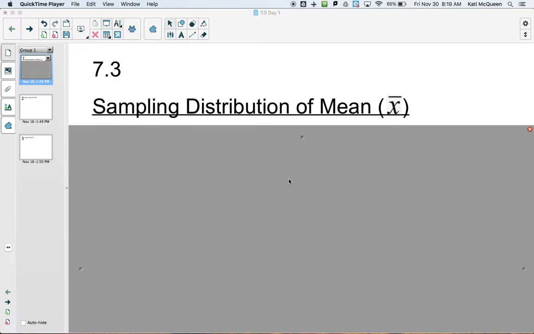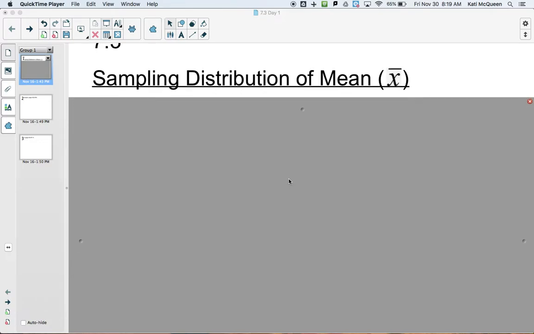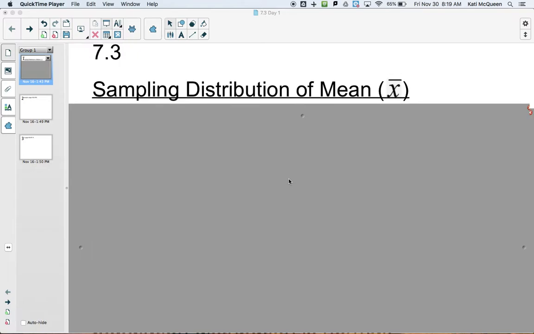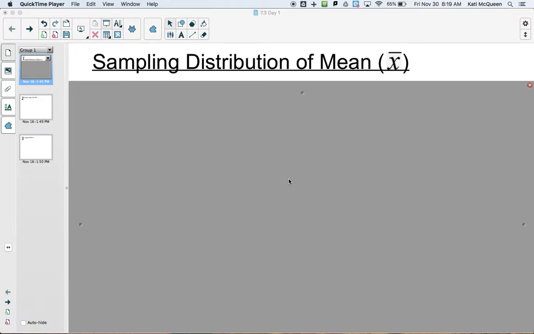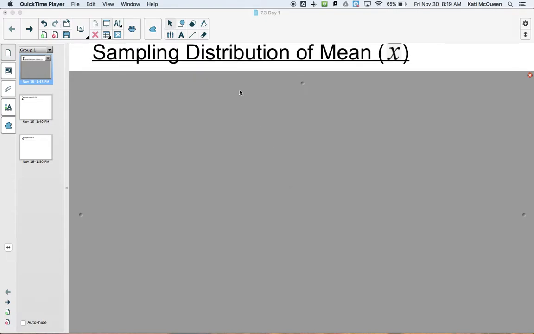All right, so we are looking at the sampling distribution of the mean, or x bar. This is just like what we did for proportions in 7.2, only this time it is with means. So it's the same general idea, just with a mean instead of a proportion, so our formulas have to change a little bit.